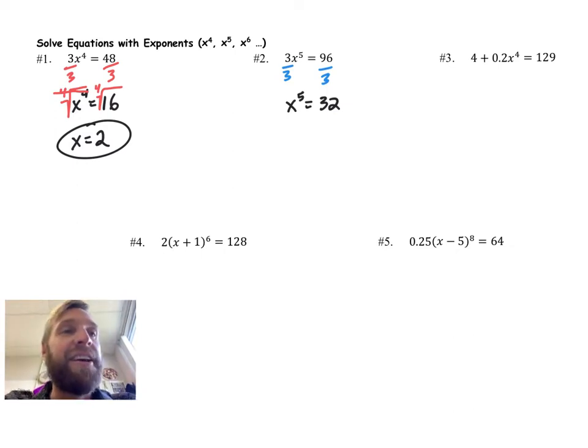We're going to go ahead and take the root on both sides, but not the square root. We want to make sure it's the 5th root. When we take the 5th root with the 5th power, that cancels out. That gets us our x all by itself.